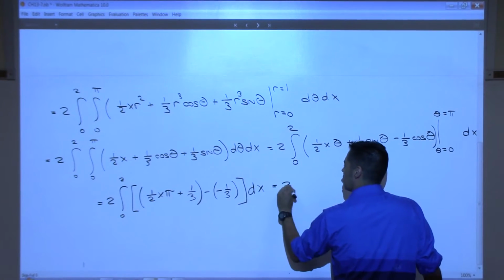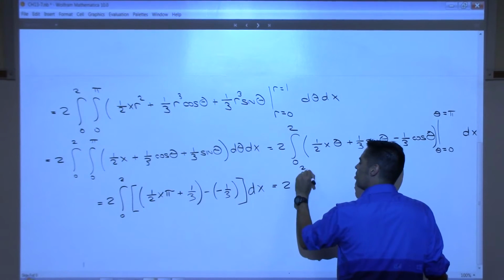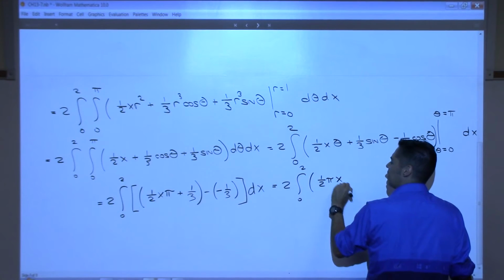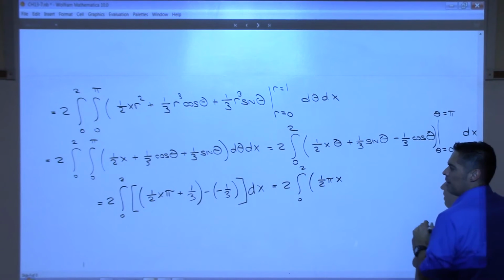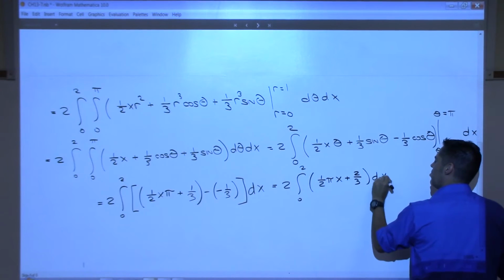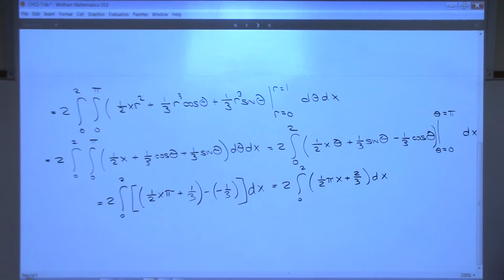So here's where we are. 2 integral 0 to 2 of 1/2, I'm going to write pi x instead of x pi, plus 2/3 dx. And integrate with respect to x.